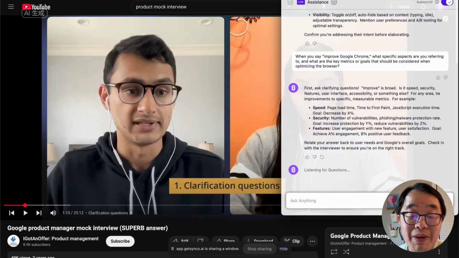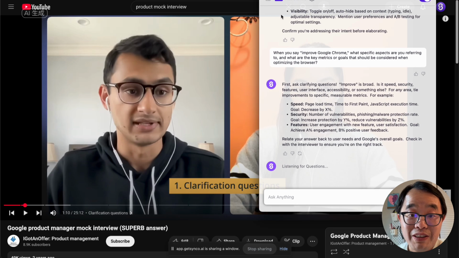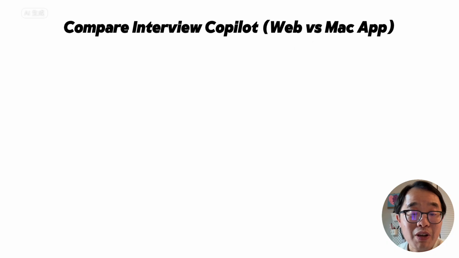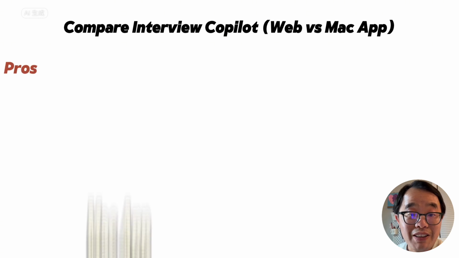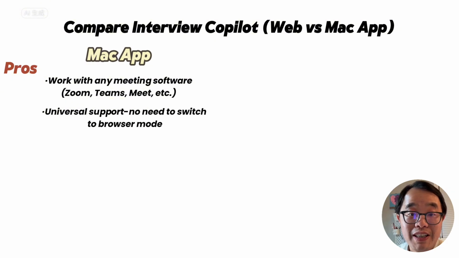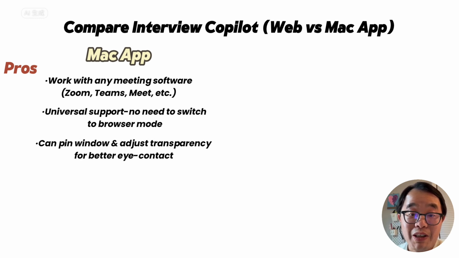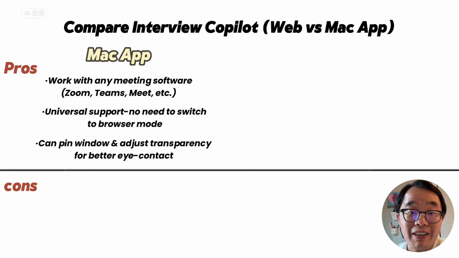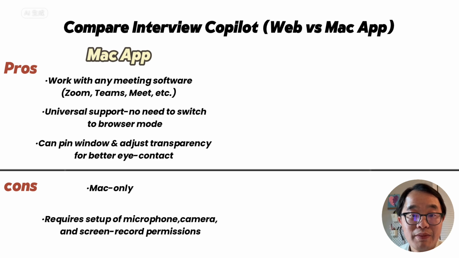So comparing Mac and web, when we are running the Copilot on the Mac, it works with any meeting software and it has universal support. You don't need to switch to browser mode and it's very stable and has very low latency. You can even pin the window on your meeting and adjust the transparency for better eye contact with the interviewer. The con is that it currently only supports Mac, and it requires you to set up microphone, camera, and screen record permissions before you can use it.